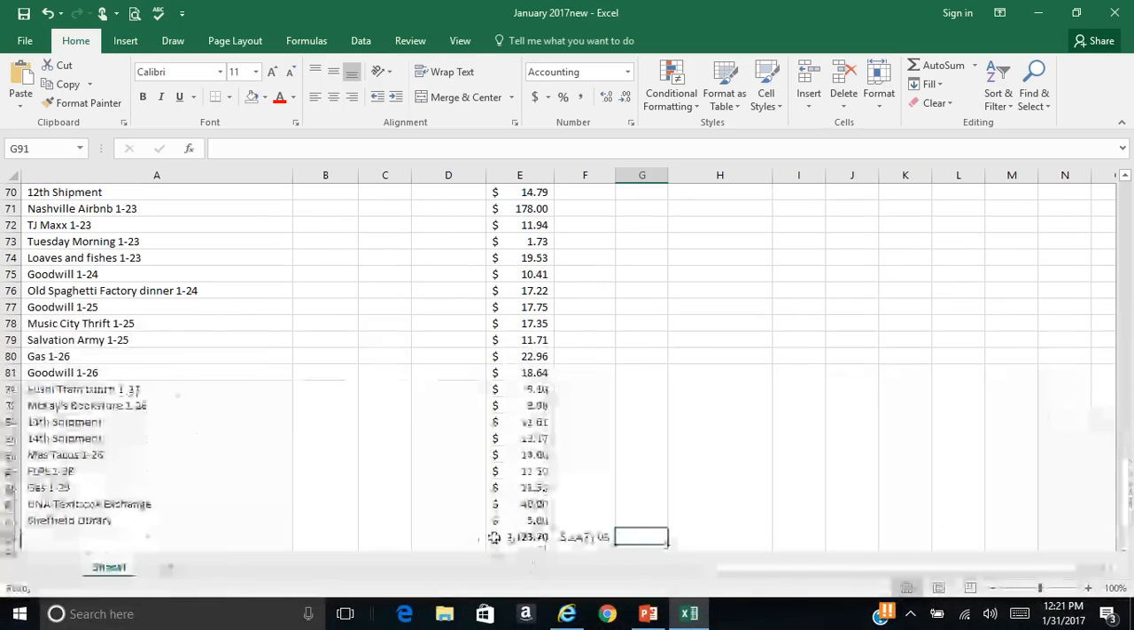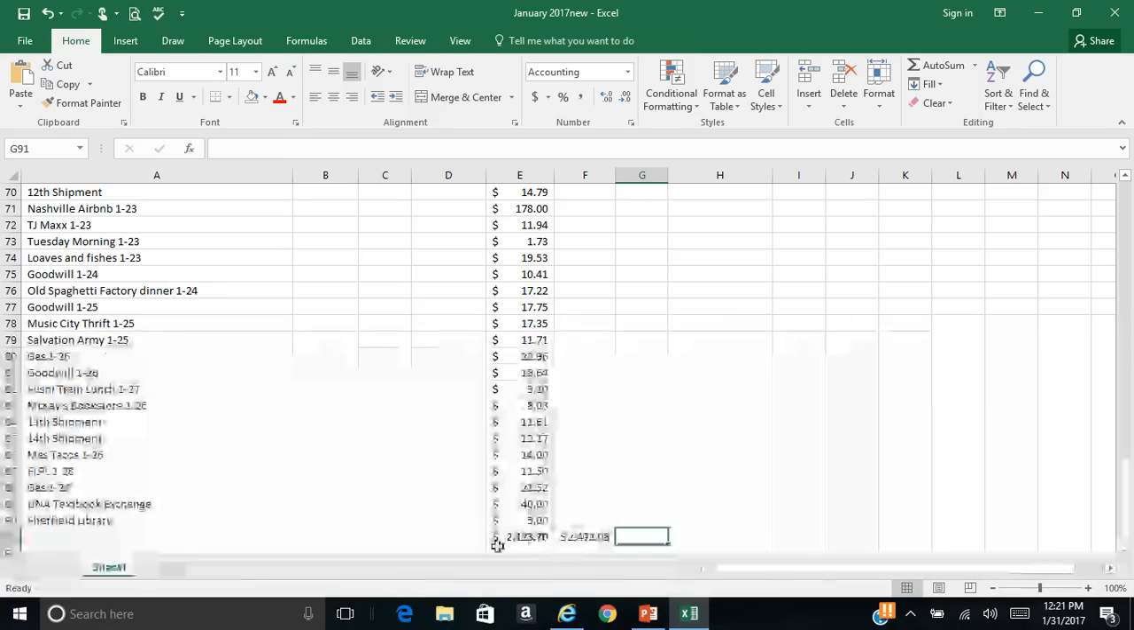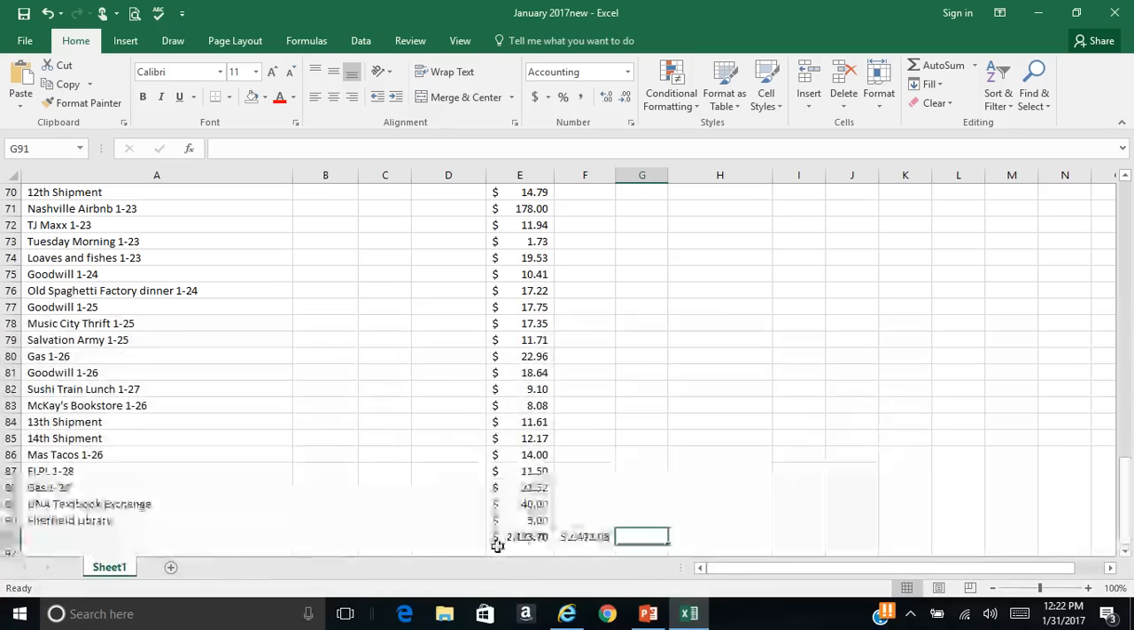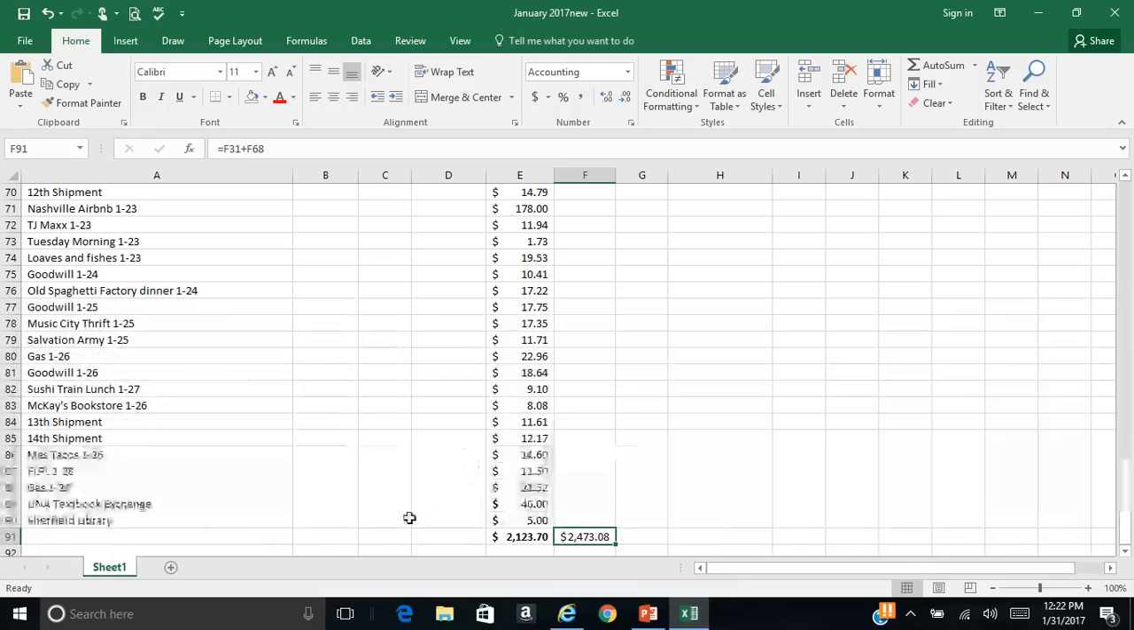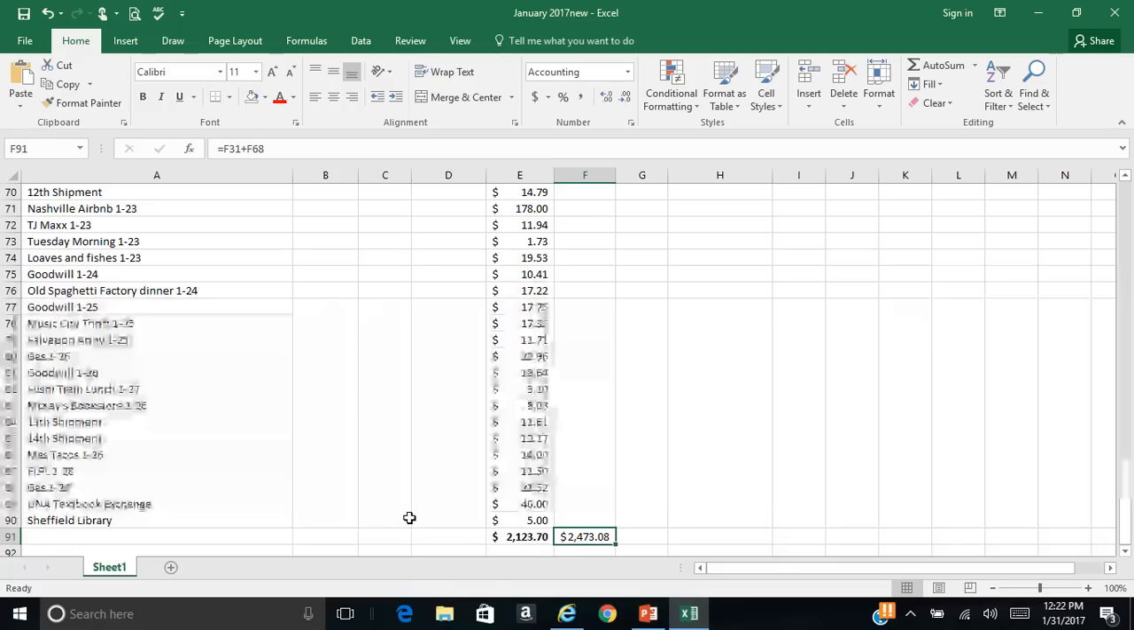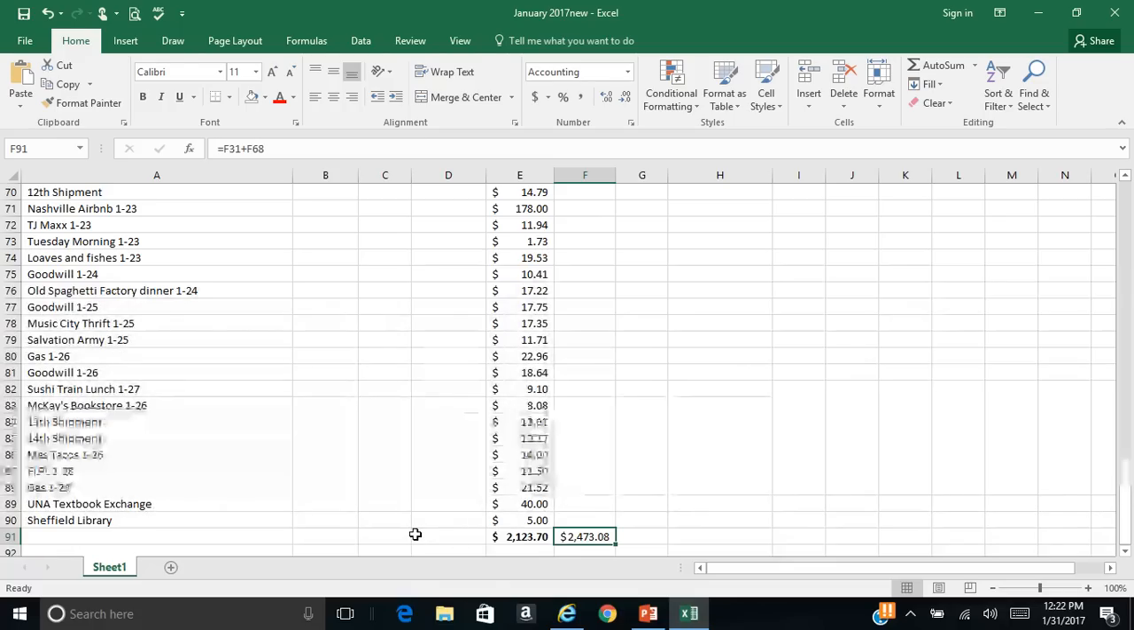But I wanted to add up my total costs. So total costs were $2,123. And my payouts so far were only $2,473. But I'm using this number for tax purposes, and I am going to try and show a loss for this if I can.